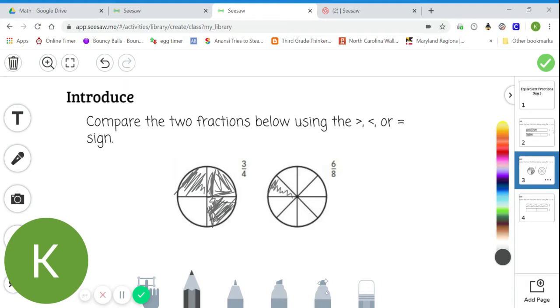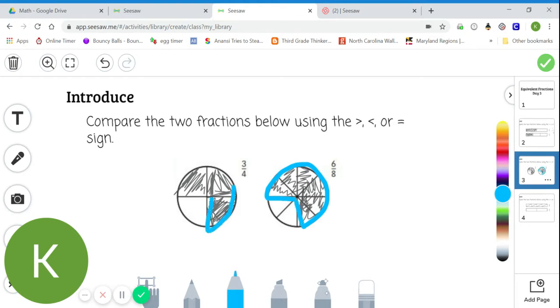1/8, 2/8, 3/8, 4/8, 5/8, 6/8. When I look at these two models, I'm actually going to use another color to help see.